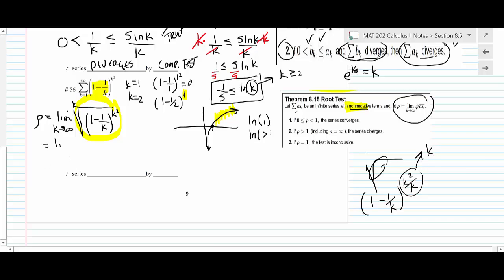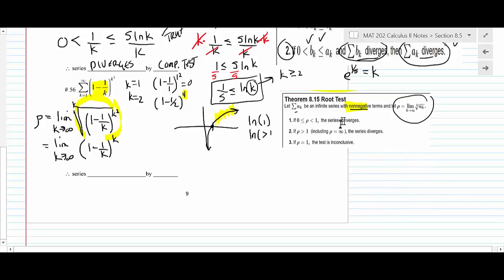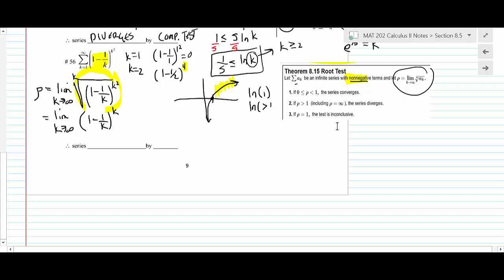So let's write this down. This is the limit as k goes to infinity of, in parentheses, 1 minus 1 over k, to the k power, like that. And then let's kind of take it from there. Now this thing right here looks like something you even do in Calc 1 when you do L'Hopital's Rule. If you put infinity in right now, what would happen?